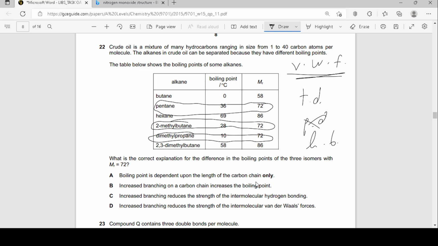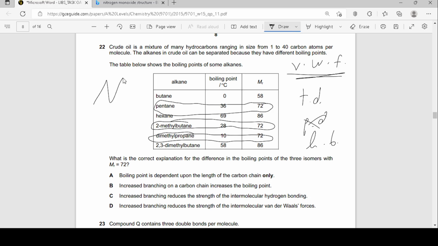So branching is dependent upon the length of the carbon chain only. Well, no, not always. In this case perhaps, but not always. It depends on what intermolecular forces you have. So I suppose that's not the right answer. But if you're talking about this question, then I suppose it's right. Increased branching on a carbon chain increases the boiling point.